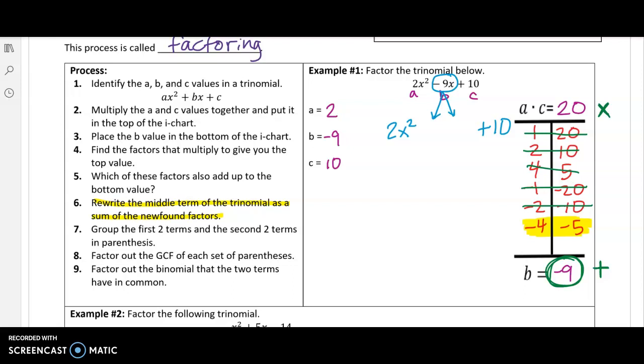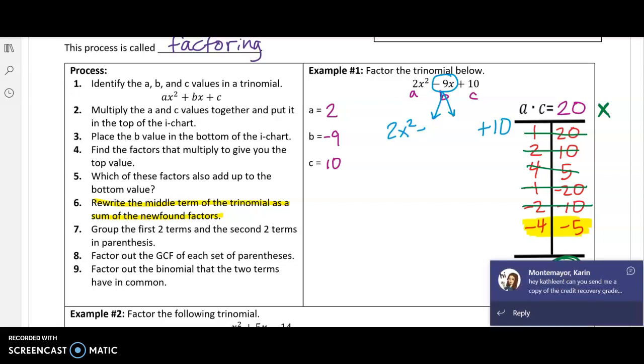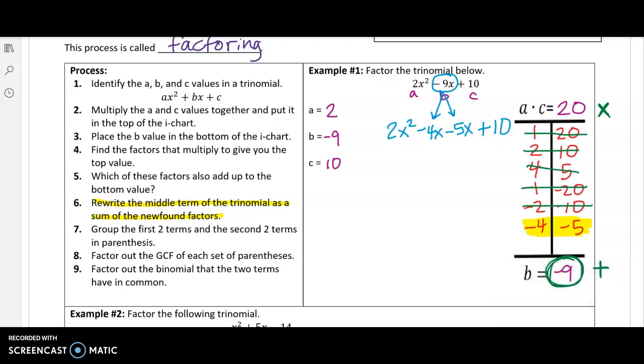So instead of negative 9x, I could rewrite it as negative 4x minus 5x, because our two terms were negative 4 and negative 5. So notice all I really did was put x's with them. So we split negative 9x into negative 4x minus 5x, which, if you were to combine them, would give you that negative 9x that I have circled there.